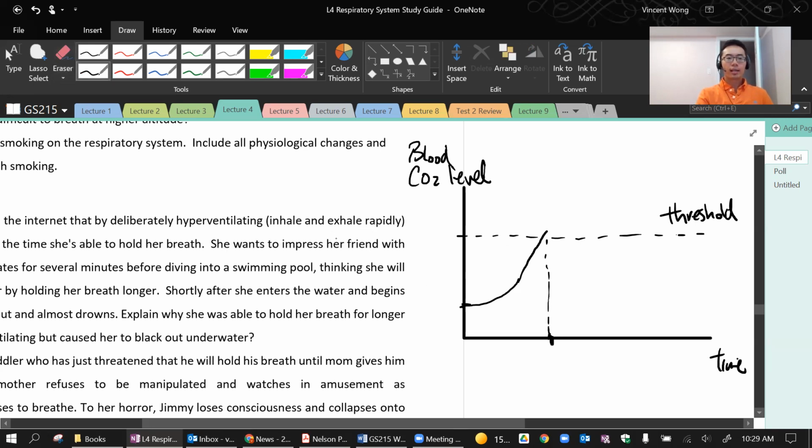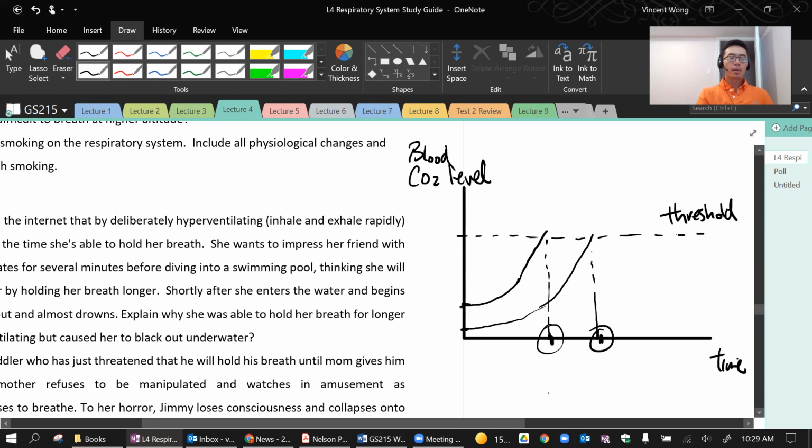Now, if you hyperventilate, like that, then you are breathing out more carbon dioxide than you normally would. Okay? And if you hold your breath at the end of hyperventilating, your starting carbon dioxide level will be lower than before. So it will take longer to reach the threshold. So this is your new breath holding time, right? It will be longer than before.